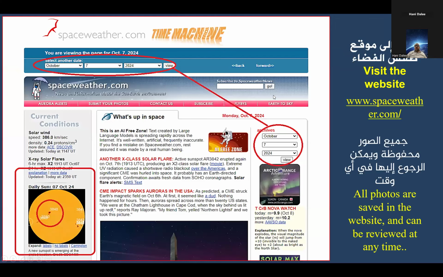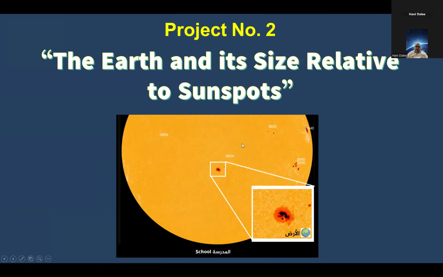The second project is talking about the theme of the Olympiad, the Earth and its size relative to sunspots. So we are going to compare the size of the Earth to the size of the sunspot. The sunspot is always larger than the Earth, even the very small ones. So imagine that we are going to calculate the area of the sunspot and the area of the Earth here. We will compare these two areas.